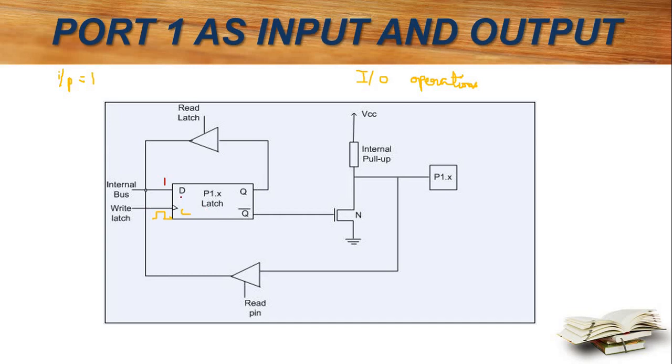Once this is 1, this Q will also have to be 1. Once the clock pulse is enabled, this Q will get output as 1. So this is Q bar; 1 means it will be 0. So the transistor will get the output as 0. 0 means it is already at ground potential, it is in an open circuit. This is the input pin.